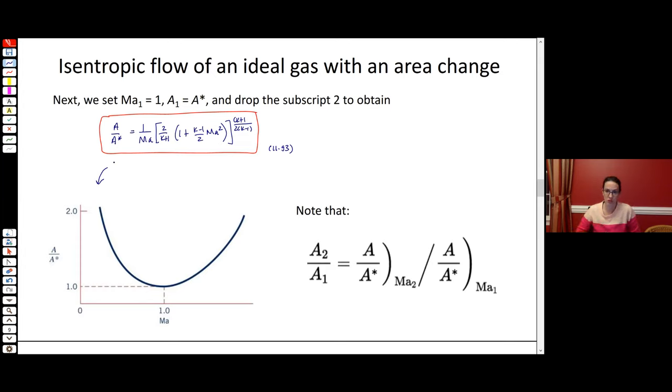And you can see it plotted down here on the left, the ratio of the cross-sectional area at any location in the duct to the critical cross-sectional area versus Mach number, right? And so what you see is down here at a Mach number of 1, that ratio A over A star is 1, just as you expect.